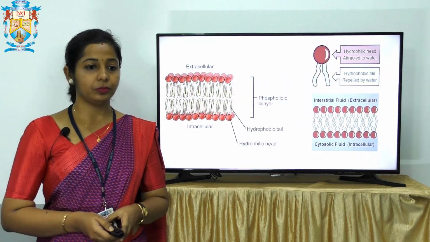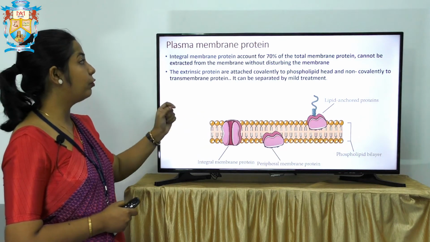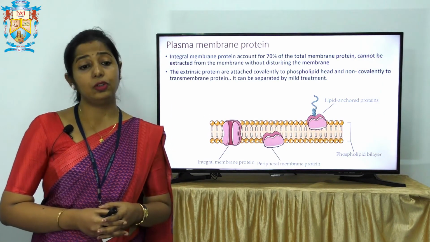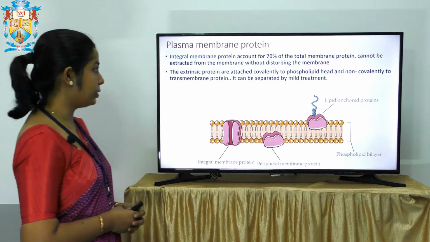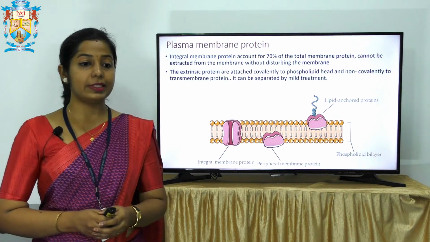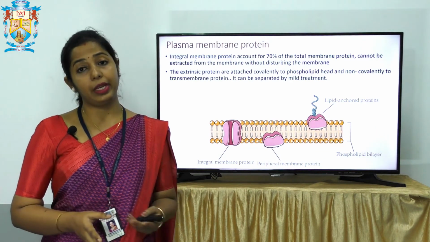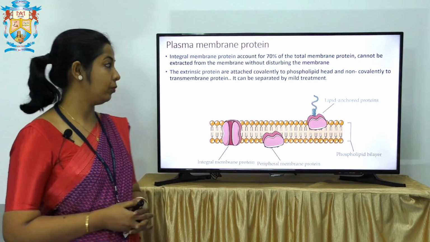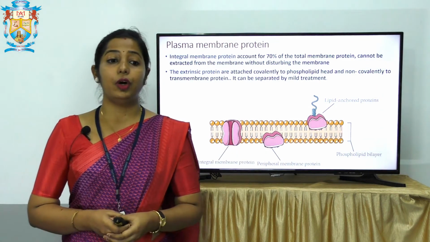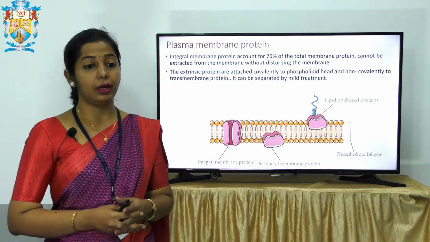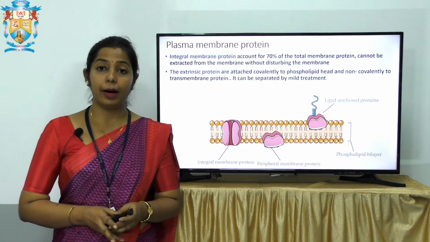Membrane proteins. As you can see, there are various types of membrane protein. The main two types are integral membrane proteins and peripheral membrane proteins. Integral membrane proteins account for 70% of the total membrane protein, and they cannot be extracted from the membrane without disturbing the membrane. Extrinsic or peripheral membrane proteins are attached to the phospholipid head and non-covalently to the transmembrane protein. They can be separated by mild treatment.